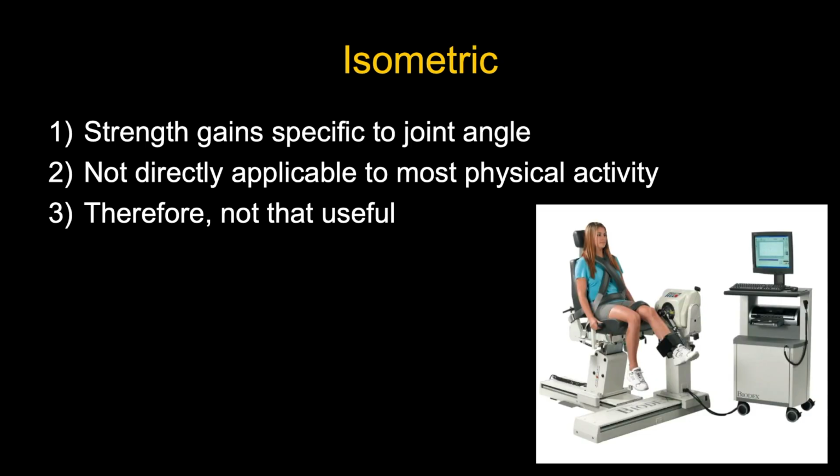An isometric contraction is where there is tension or force developed, but there's no shortening or lengthening of the sarcomeres. Training with isometric contractions leads to strength gains that are very specific to a particular joint angle. They're usually not directly applicable to most physical activity, therefore they're really not that useful. As an example, if I took my hands and tried to pull my fingers apart after I've cupped them like this, I've got tension that's produced, but there's no shortening or lengthening of the sarcomeres.